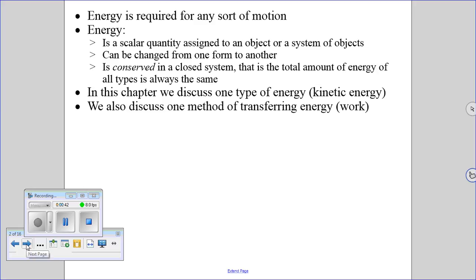All right, so anytime you've got motion, you have to have energy. A couple things about energy. First of all, it's a scalar, which means it doesn't have direction. It's just quantity, that's it.